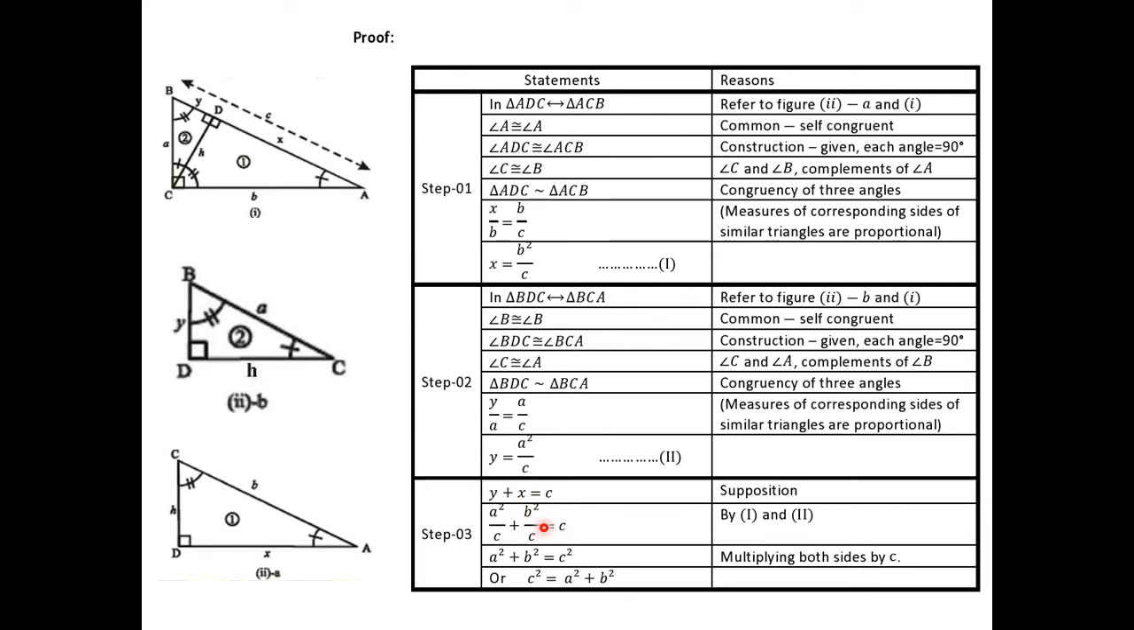So what is the equation now? A square over C plus B square over C is equal to C. In the next step, we will multiply C with all three terms. When it is multiplied with this term, C and C will be cancelled. We will be left with just A square.